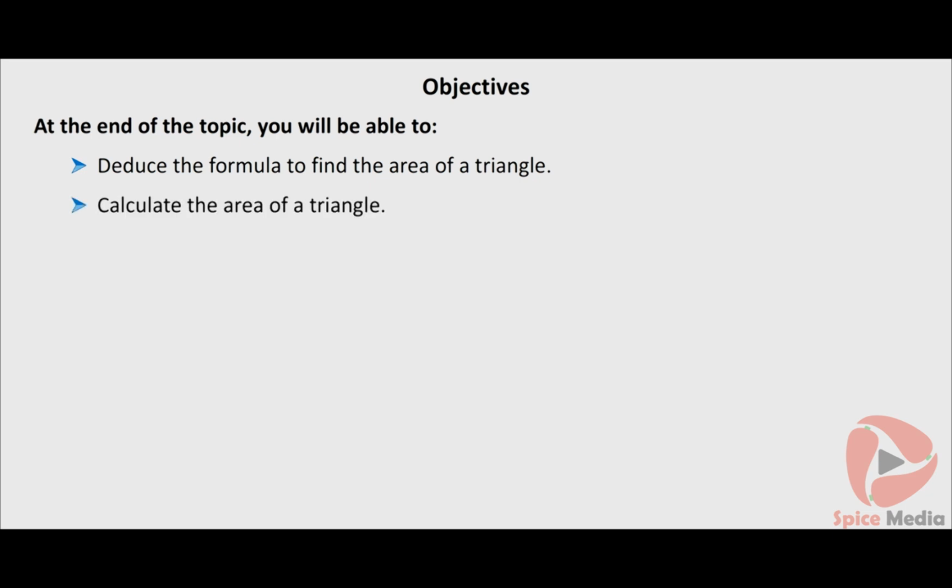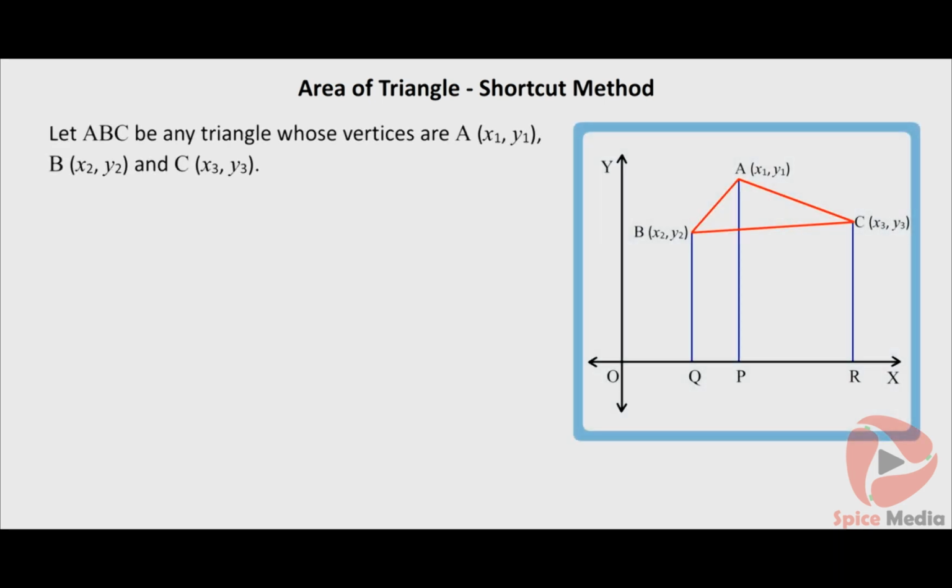At the end of the topic, you will be able to deduce the formula to find the area of a triangle, calculate the area of a triangle, and determine the condition for collinearity. Let us find the area of a triangle using a shortcut method.